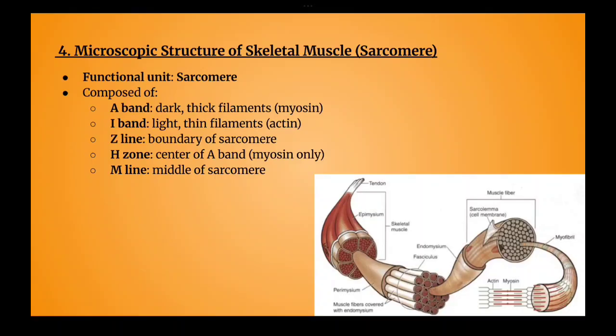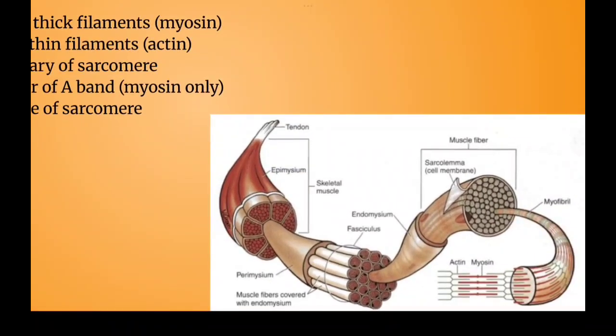Now we'll see the different components of the sarcomere, which are the A band, I band, Z line, H zone and M line. The A band is a dark thick filament, or the myosin region. The I band is a light thin filament wherein actin is present. The Z line is the boundary of the sarcomere. The H zone is the center of the A band where only myosin is present, and the M line is the middle of the sarcomere.